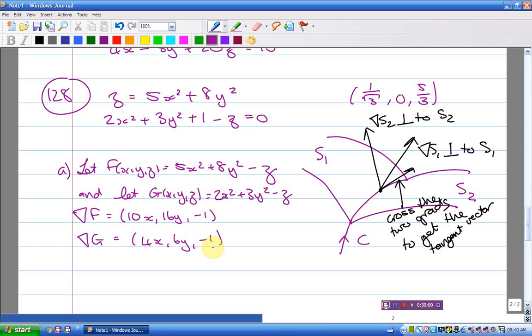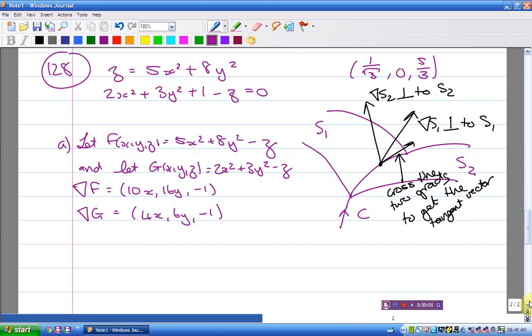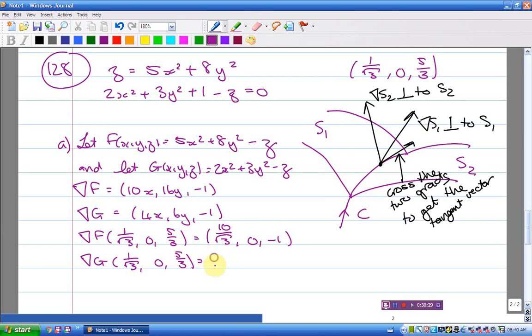Okay, so you simply work out the x, y, and z derivatives of your big F and your big G. I'm going to specifically find them at the point in question, which is 1 over root 3, 0, 5 over 3. What do we got here? 10 over root 3, and 0 and minus 1. Cool, that's not too bad. And the G, over root 3, is that right? Yes. And 0 again, and minus 1.